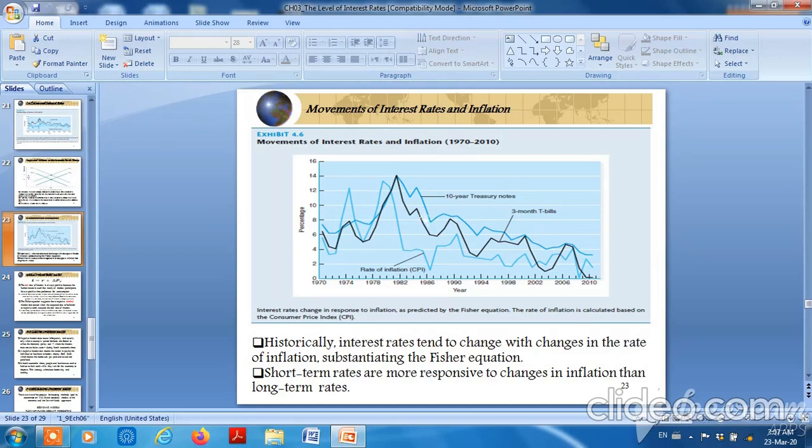يبقى لما نيجي نشوف هنا الموفمنتس الإكزيبت 4-6 movements of interest rates and inflation خلال برضه نفس الفترة اللي هي 1970 to 2010. وهنا البرستيج تشينج والير هلاقي ان هنا شوف حضرتك هنا الريت اوف انفليشن. الريت اوف انفليشن هنا measured by CPI اللي هو the consumer price index. long term rates طبعا measured by the 10-year treasury notes معدل عائد على السندات الخزانة اللي هي لمدة 10 سنوات.